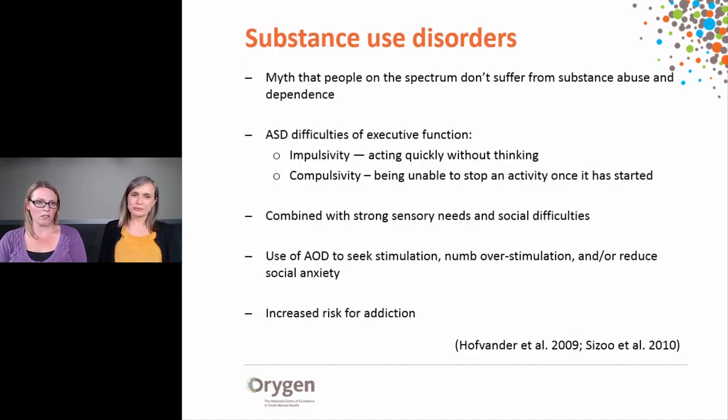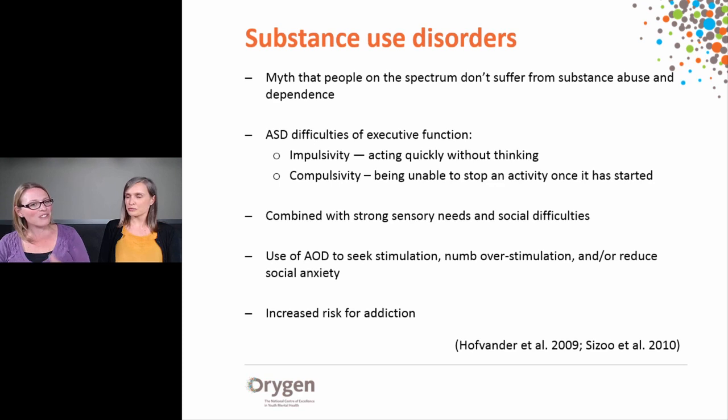Just touching also on substance use disorders. As Mel mentioned, it's a bit of a myth that people on the spectrum don't experience substance abuse and dependence, but actually there are some things about their presentation that might make them more likely to engage in substance use. People with autism spectrum disorder can be quite impulsive in their actions, and that can make them more likely to engage in an activity without thinking about it, and they might be more compulsively likely to engage in activities. Also, sometimes people are seeking very strong sensory input, so they might want to take an amphetamine or something like that to provide some extra sensory input and stimulation.